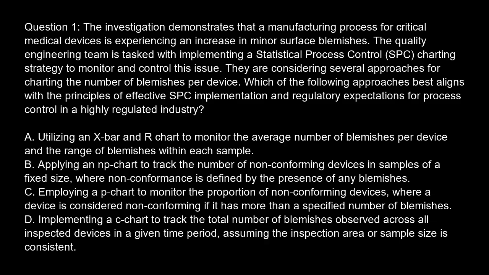Option C. Employing a P chart to monitor the proportion of non-conforming devices, where a device is considered non-conforming if it has more than a specified number of blemishes. Option D. Implementing a C chart to track the total number of blemishes observed across all inspected devices in a given time period, assuming the inspection area or sample size is consistent.